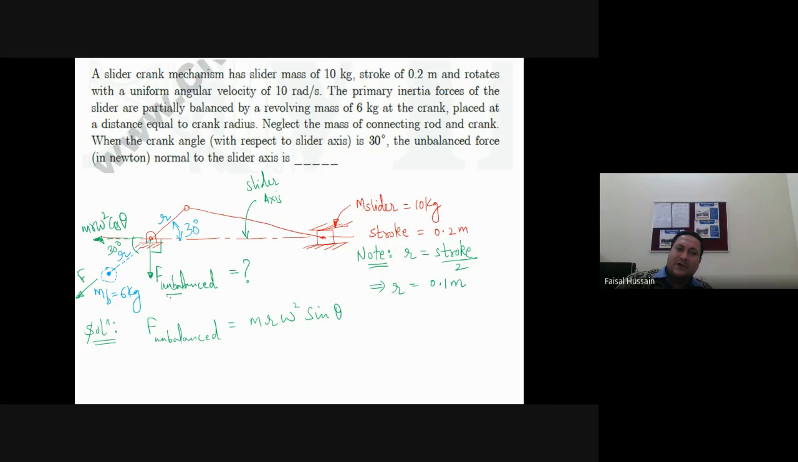हमको क्वेश्चन में क्या बोला? We have to determine this unbalanced force. So here your answer will be what? Mass is 6, radius of rotation, tell me, 0.1, omega is given, yes, 10 radian per second. So 10 square multiplied by sine theta. So theta is 30 degree. So unbalanced force is equal to 30 Newton. So this is your answer. Okay. Now, let us move to the next question.